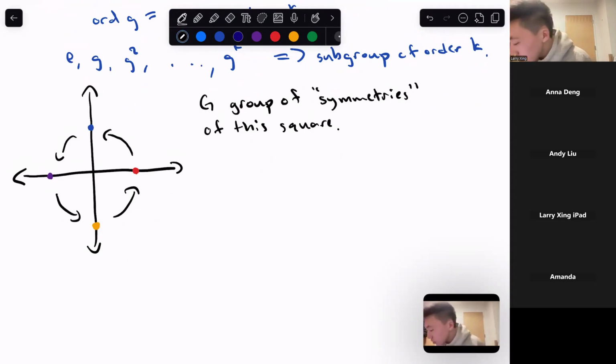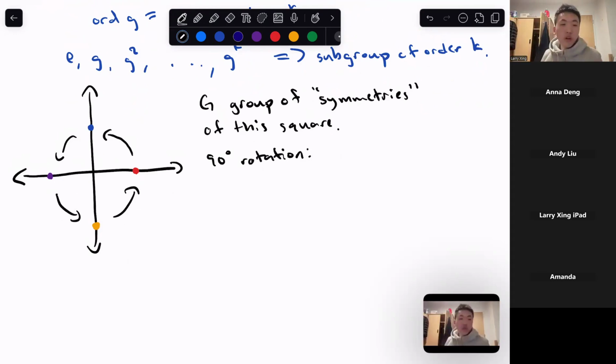So for example, a 90-degree rotation. If we rotate it once, it's obviously not the same element. If we rotate it twice, it's also not the same element. If we rotate it three times, it's also not the same element. But when we rotate it four times, it's essentially a 360-degree rotation, which gives you the identity element. So the order is four.